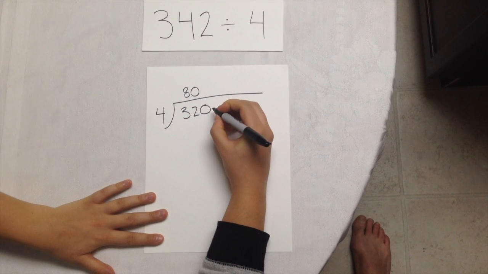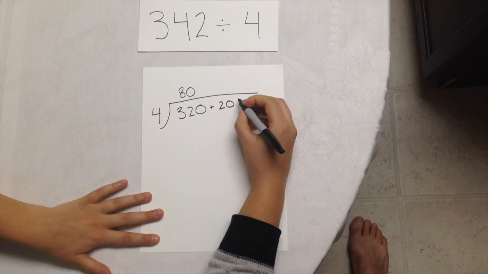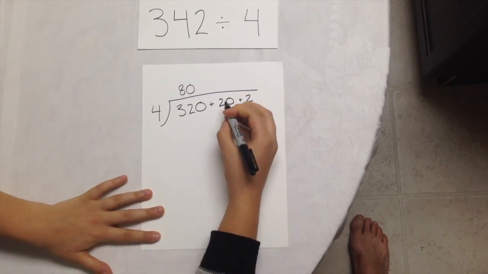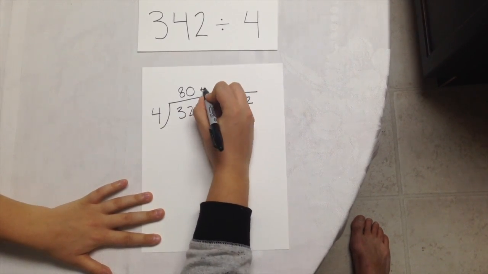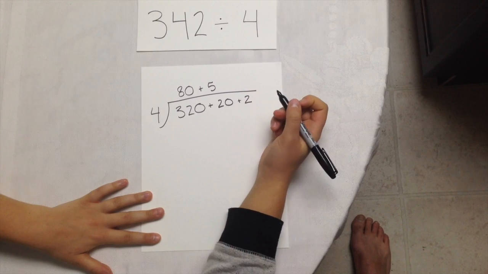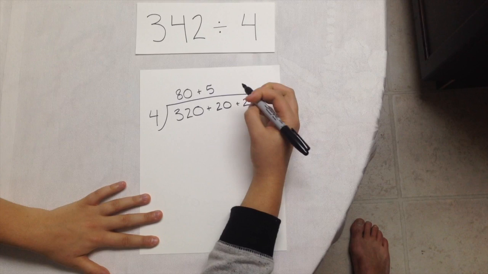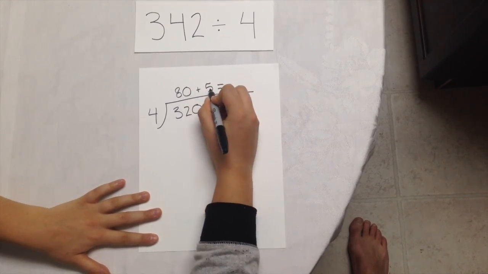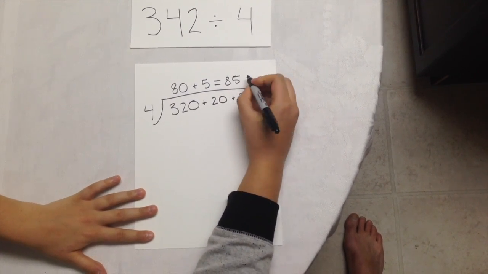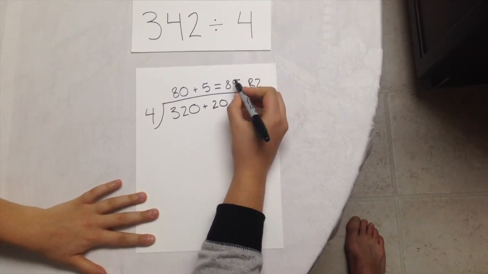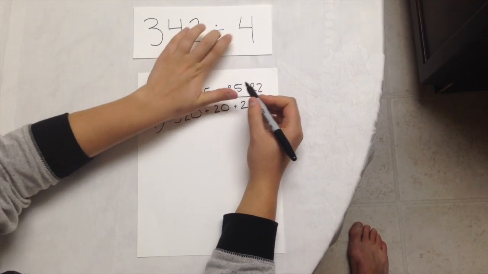And then I have 22 left that I need to account for. So I'll split those into 20 and 2 because I know that 20 is divisible by 4 and the quotient is 5. So I'll put 5 up top. And then I have a leftover of 2, a remainder of 2. And if I add my two quotients up here, I'll get 85. And I'll record my remainder. So 85 is the quotient for my original question of 342 divided by 4.